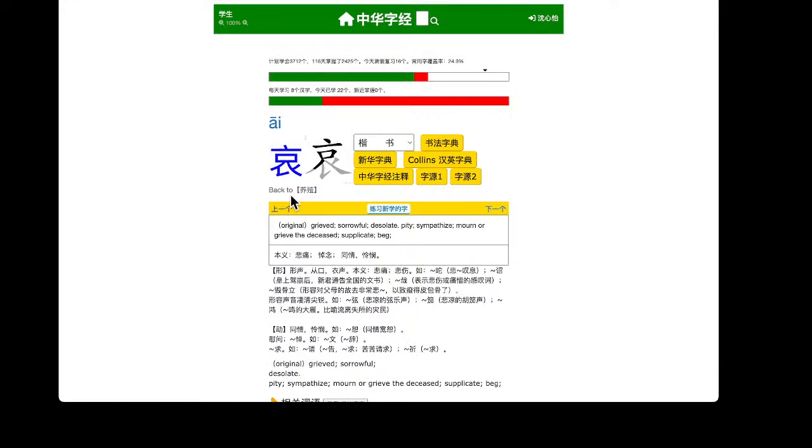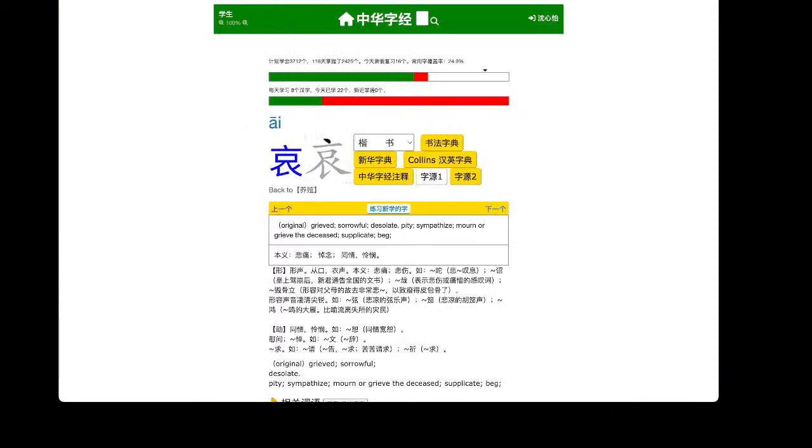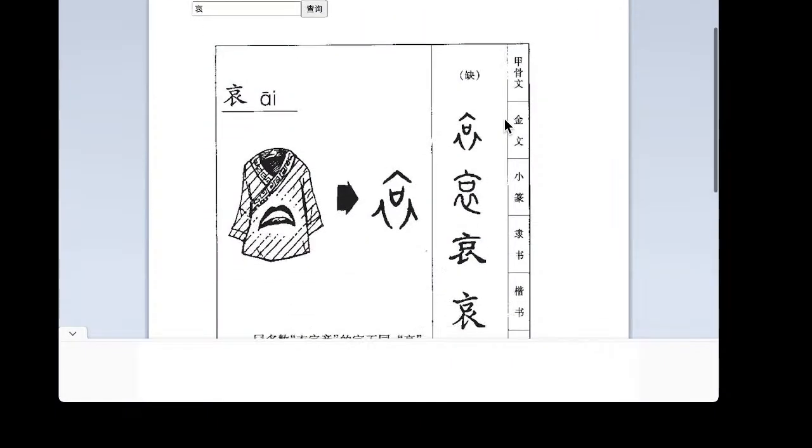Next up, ai originally meant grieved and sorrowful and desolate. So like when your loved one has died, it can mean pity, sympathize, mourn, or grieve. It can also mean supplicate or beg. It's just everything in this sort of general emotional area. Kind of emotions that get you wailing and falling to your knees.